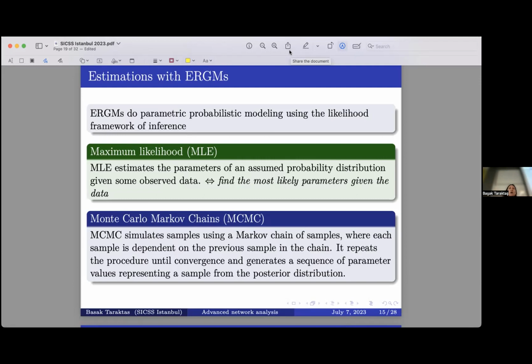But how do we basically estimate these b1 and b2? So one way to do this is to use maximum likelihood, if you have only covariates that build on homophily or something. If you have an interdependence term like triangles or something, then you will be using Monte Carlo Markov chains. Does anyone know what a Monte Carlo Markov chain is? No? Yes?